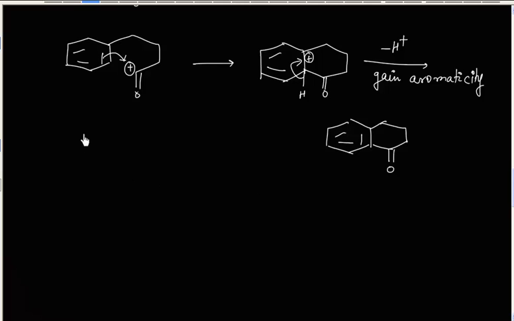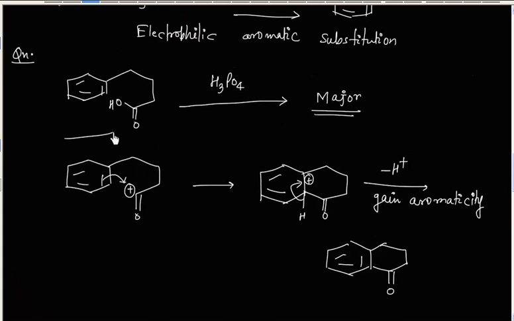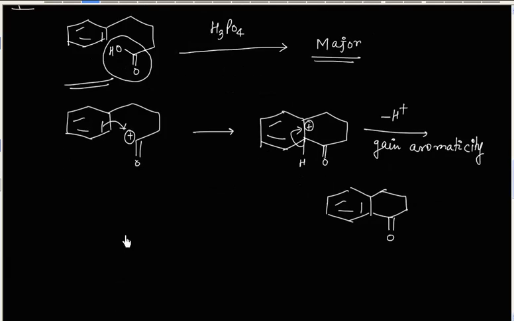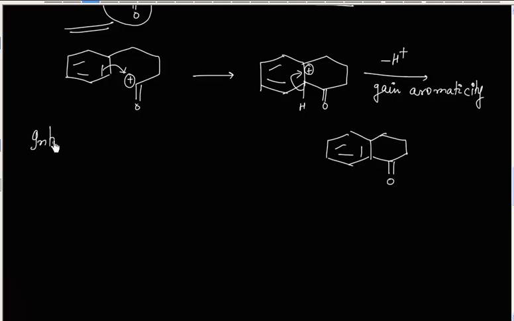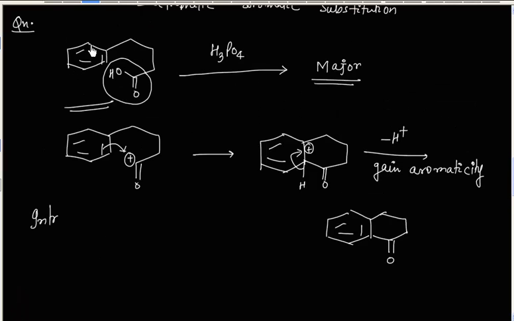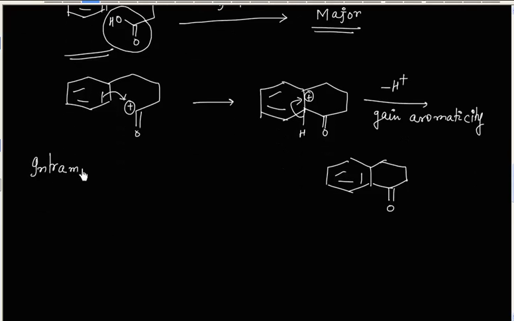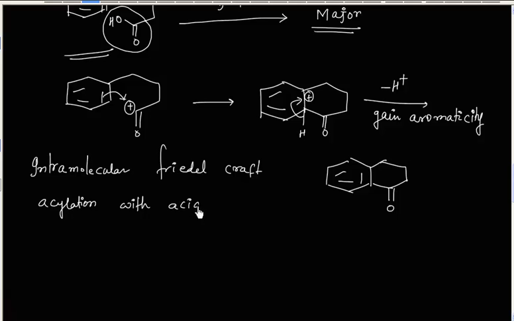This is intramolecular Friedel-Crafts acylation with acid. So we have acid group here, and this is an intramolecular reaction because reaction is happening inside the same molecule. So this is a case of intramolecular Friedel-Crafts acylation with acid. So with acid group.